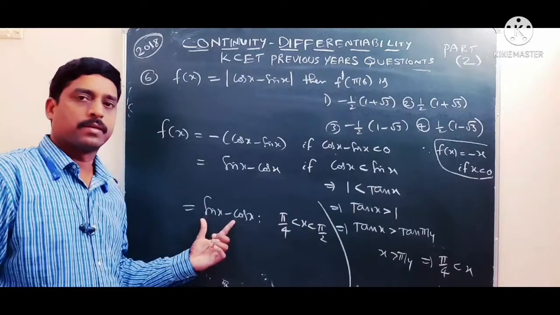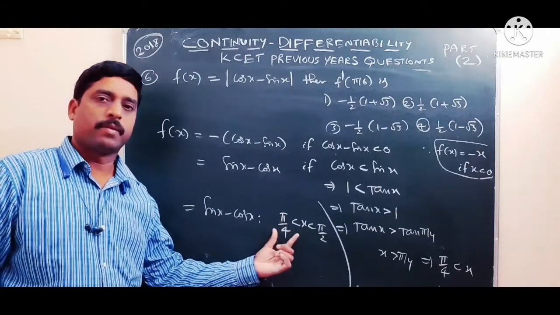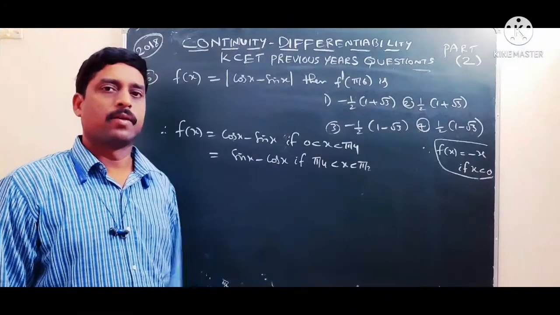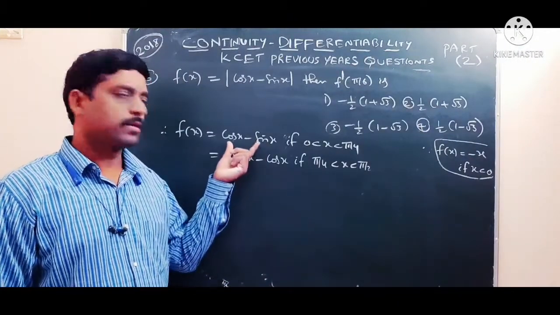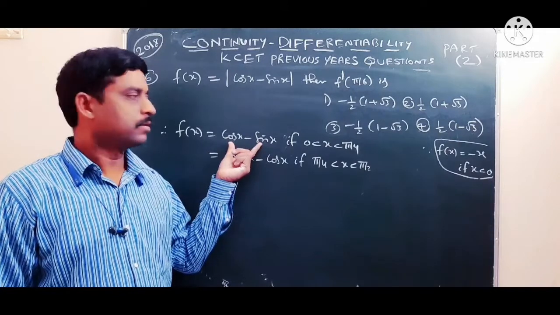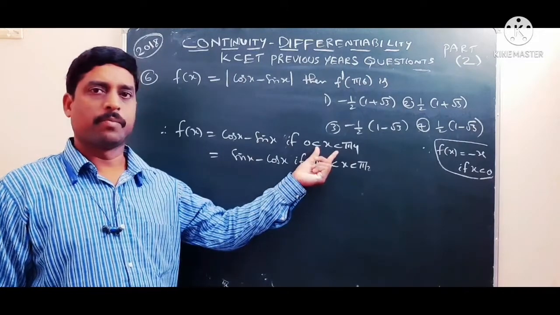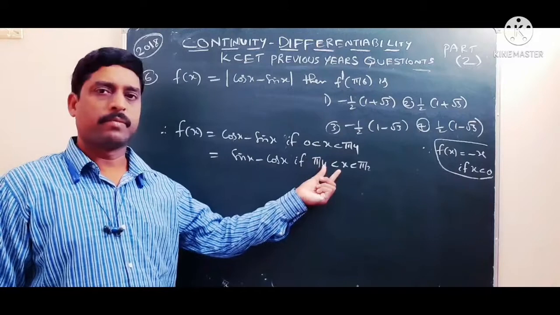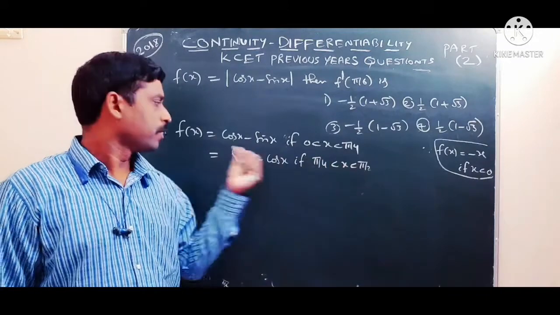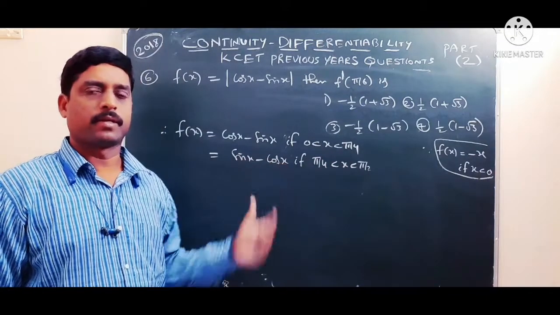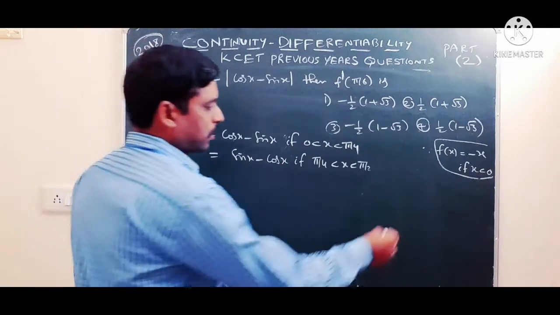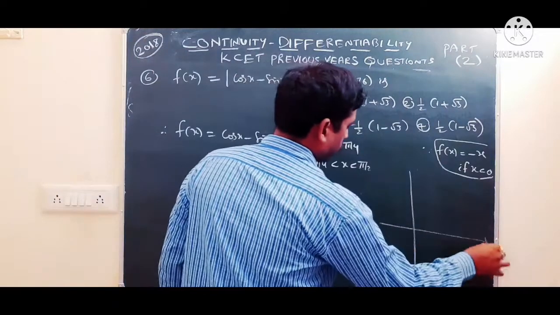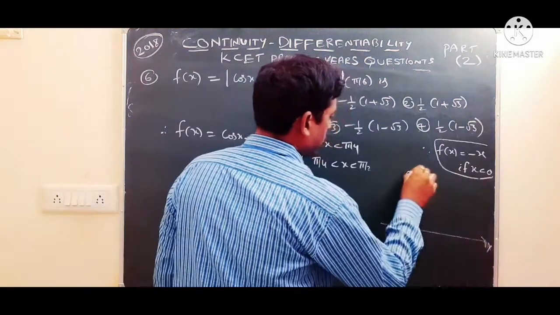So sin x minus cos x, where the condition is pi by 4 less than x less than pi by 2. Okay. What have we got? Cos x minus sin x is the f of x value where x lies between 0 to pi by 4. Where x lies between pi by 4 to pi by 2, the f of x value is sin x minus cos x. Okay. So according to the diagram of the x line, this x y axis.